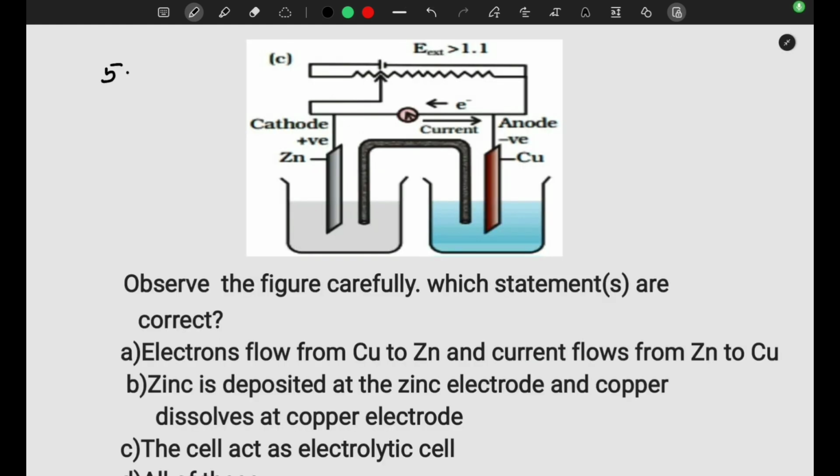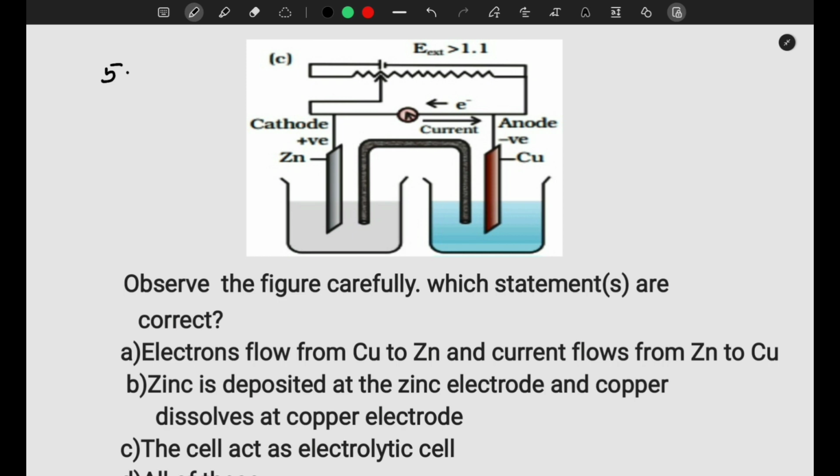Observe the figure carefully and identify which statements are correct. In the figure we can see external potential is greater than 1.1 volt. That is, the potential of Daniel cell is 1.1 volt. We are applying an external potential which is greater than 1.1 volt. Then the cell will work like an electrolytic cell.